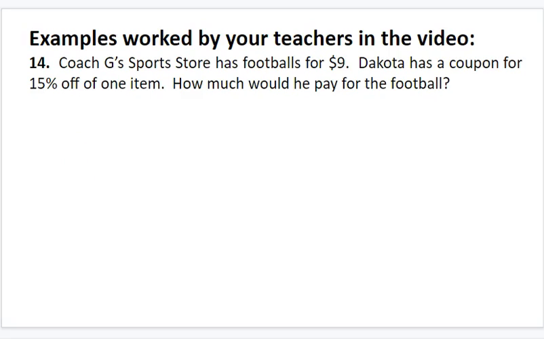All right. So Coach G's Sports Store has footballs for $9. Dakota has a coupon for 15% off of one item. So there's my keys, 15% off. How much would he pay for the football? So they're wanting to know, what is the final cost? How much would he pay? Okay, so let's go through our steps.